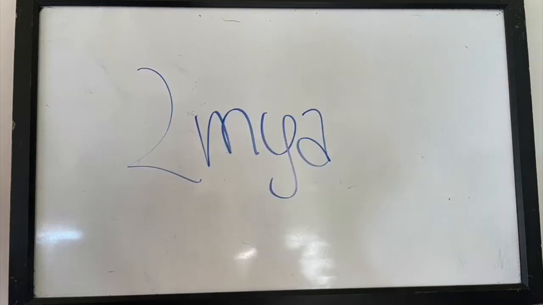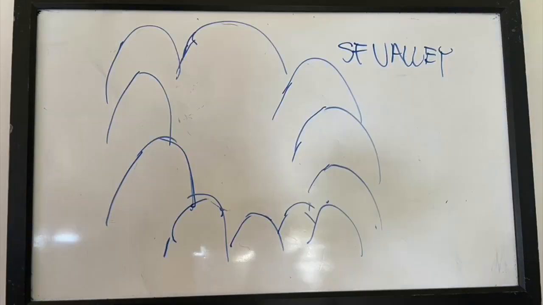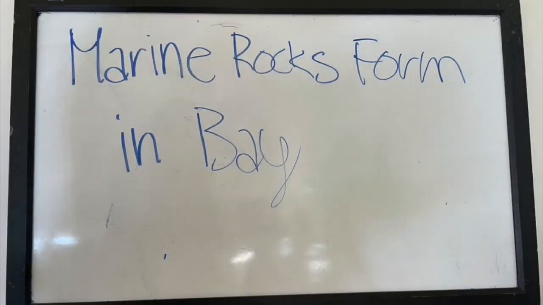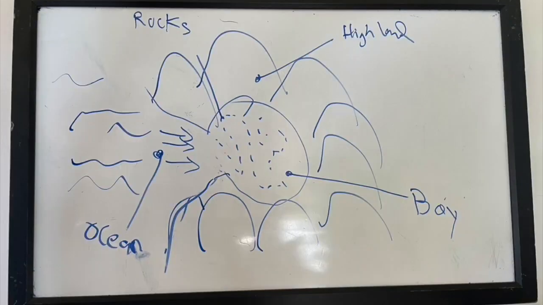2 million years later, the valley where the bay lies today was formed, when the surrounding mountains and hills started to rise on either side. 600,000 years ago, the first marine-influenced rocks formed in the bay, meaning that 600,000 years ago was the first time the ocean connected to the bay.